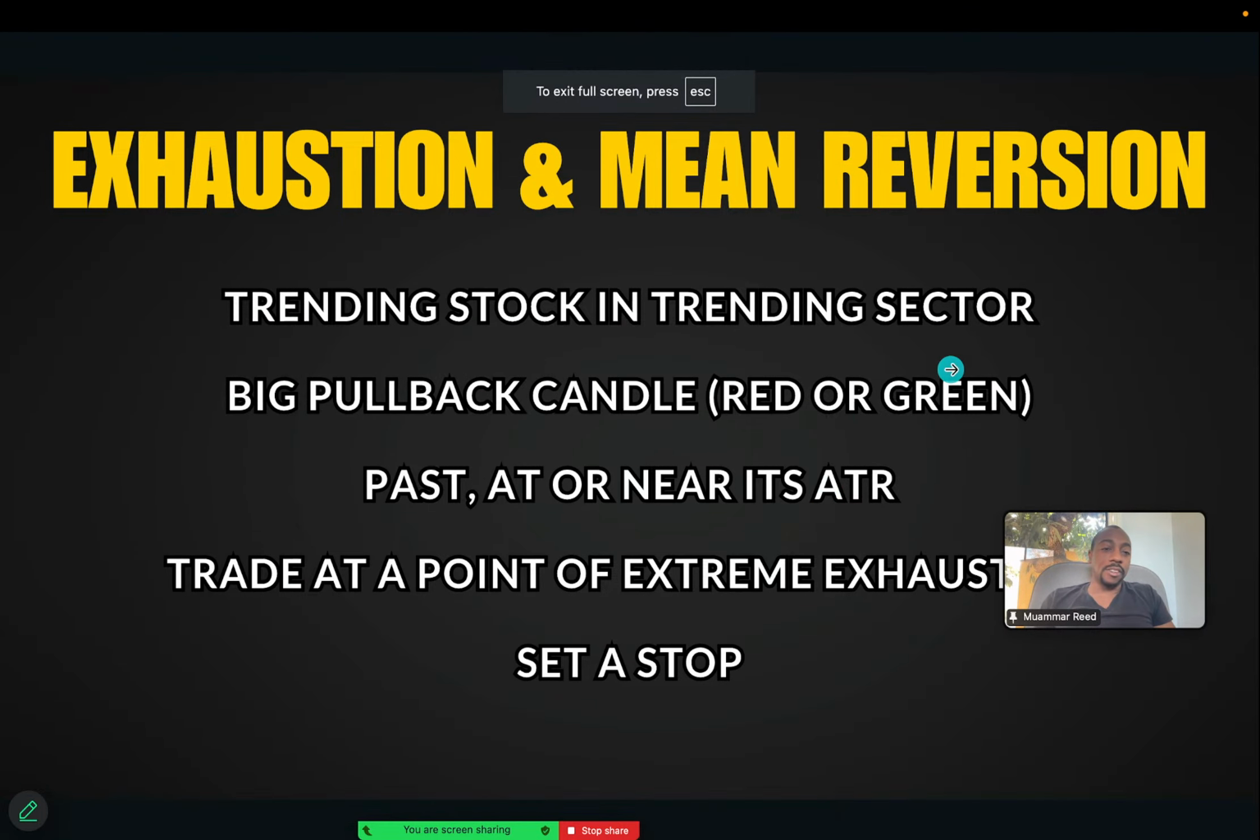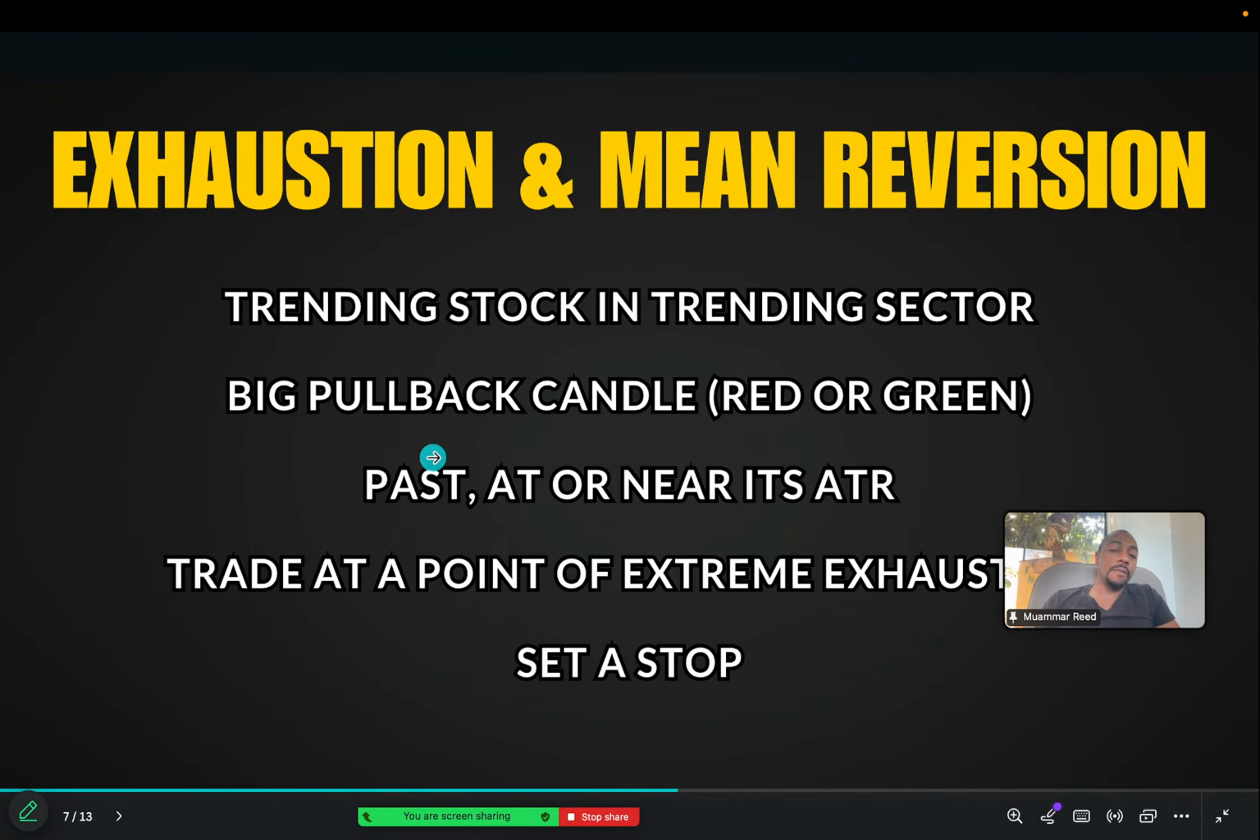Yeah. Exhaustion and mean reversion, my bad. So I'm looking for a trending stock in a trending sector. A big pullback candle. If it's trending up, I'm looking for a big red candle. If it's trending down, I'm looking for a big green candle. Something that's past, at, or near its average true range, right? Meaning Tesla is going to have a higher average true range than Amazon because it's more volatile. You'll know it's more volatile because if you study Tesla, the candles tend to be big, right? If it goes up, it goes up big. If it goes down, it tends to go down big. Amazon tends to be steady as she goes. Walmart, Costco tend to have smaller candles, right? They tend to be more steady, up and down.